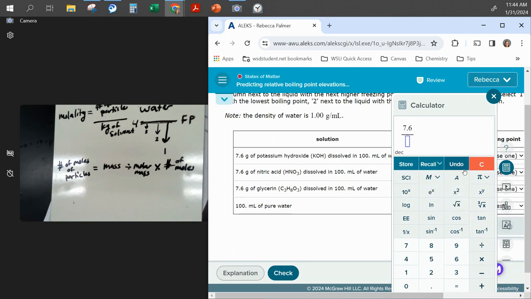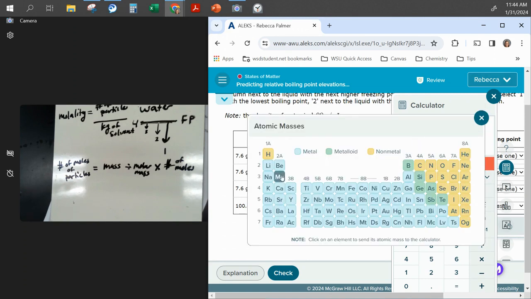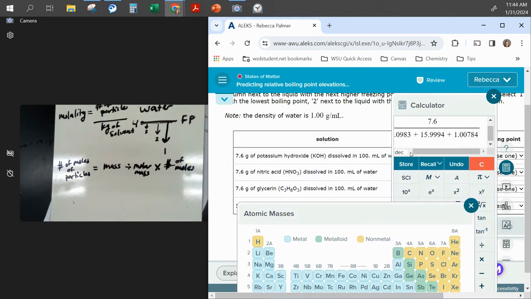Oh, it didn't give it to us. Potassium plus hydroxide, O plus H. And then I'm going to multiply whatever I get by how many? How many pieces? Oh, wait, what? So we got potassium and then hydroxide. OH is a polyatomic ion that stays together.